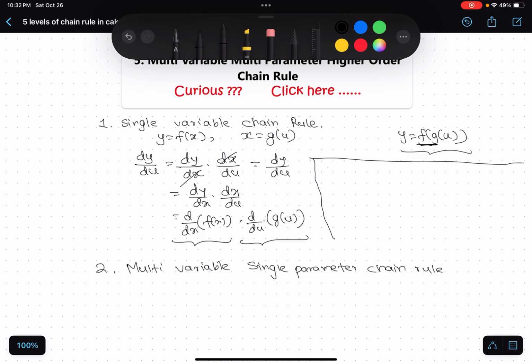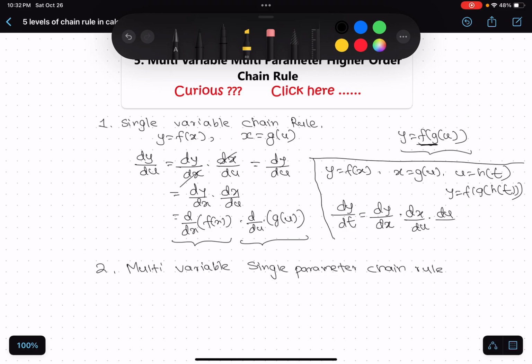Let's say y is equal to f of x, x is equal to g of u, and u is equal to s of t, right? So eventually y is f of g of s of t. Even in this case you could find dy by dt directly by using dy by dx times dx by du times du by dt, because eventually du cancels, dx cancels, leaving dy by dt, right? And so this formula, with d by dx of f of x, d by du of g of u, d by dt of s of t, can help you compute the derivative faster.